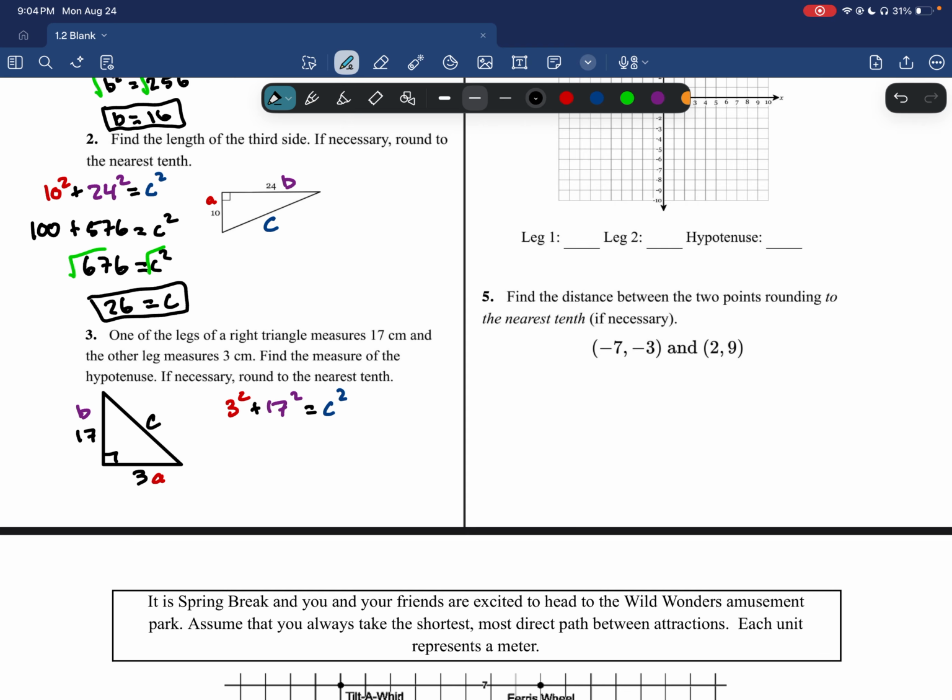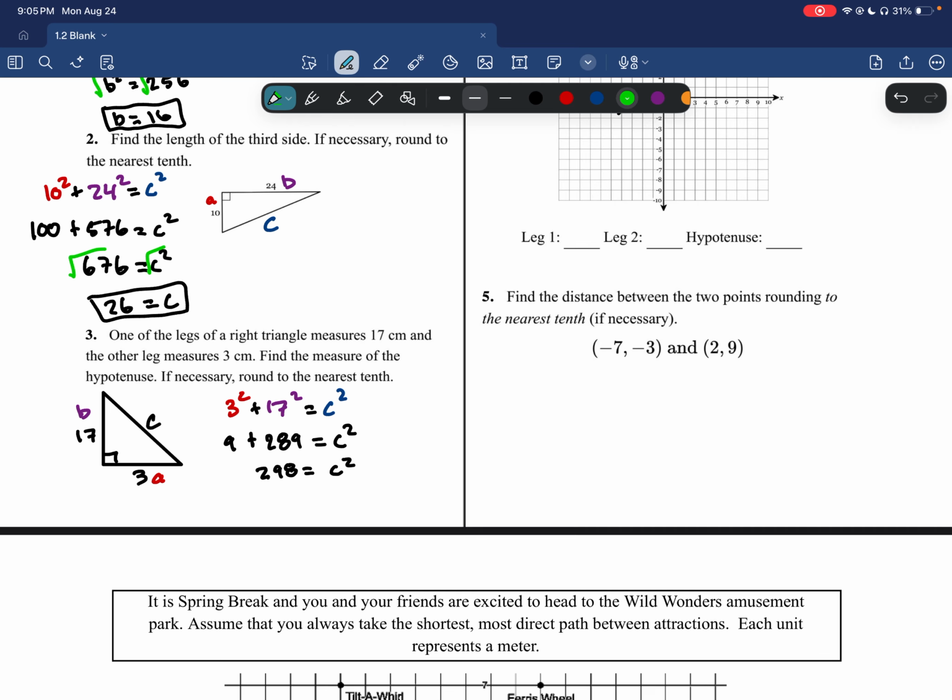And then I can simplify this. 3 squared, 3 times 3 is 9, plus 17 squared. We can type that in our calculator. It's 289, because I can't do anything with that. I can combine these. So 9 plus 289 is going to be 298. So 298 is equal to c squared.